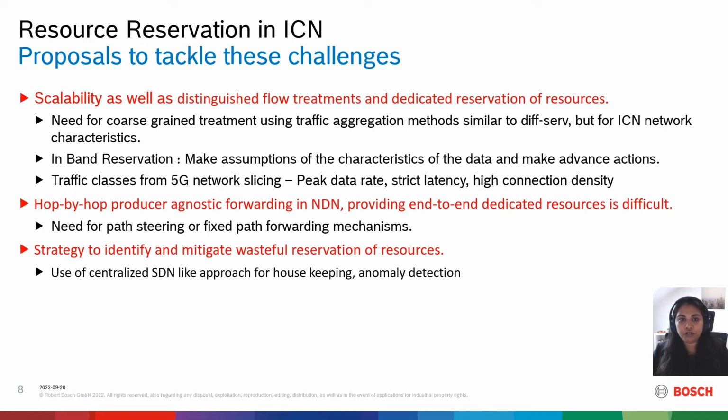We propose introducing traffic aggregation methods for ICN like DiffServ, for instance, deploying different traffic classes for different caching behaviors. An in-band reservation protocol can make use of these traffic class specifications in the interest packet to make assumptions on the data characteristics and take advanced actions. Traffic classes from 5G network slicing could be a worthwhile inspiration for defining such traffic classes. There is also a need for path sharing mechanisms in ICN for providing end-to-end resource reservation. In order to optimize wasteful allocation and to avoid spurious consumers from blocking valuable resources by continuously broadcasting interest messages, one could employ an SDN-like centralized entity for the purpose of housekeeping and anomaly detection.